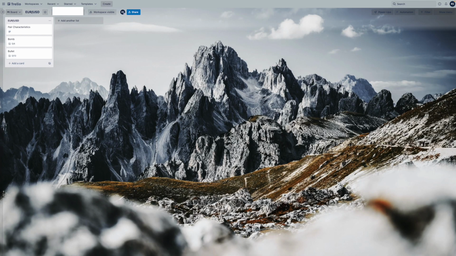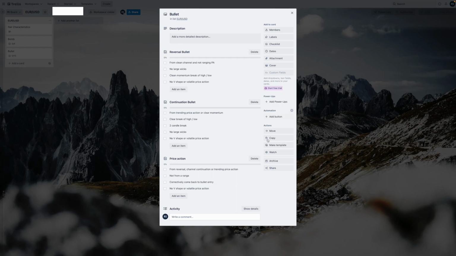So onto the bullet now. Obviously with the bullet, we are looking at continuation bullets and reversal bullets. So we have 2 checklists right in here. Well, actually we've got 3, because we've got one here for price action. So I'll start off with that one first.